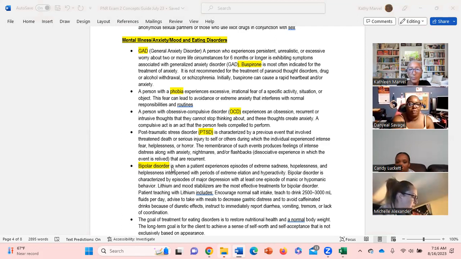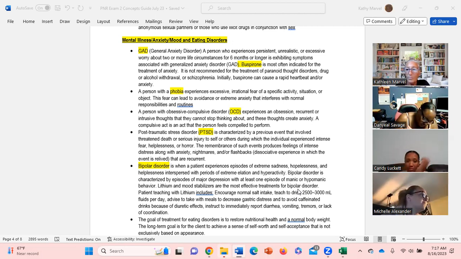Another big one that is sometimes misunderstood is bipolar. What's bipolar? It's episodes of extreme sadness, hopelessness, helplessness, and then the flip side, extreme elation and hyperactivity. One of the medications used to treat bipolar is lithium.